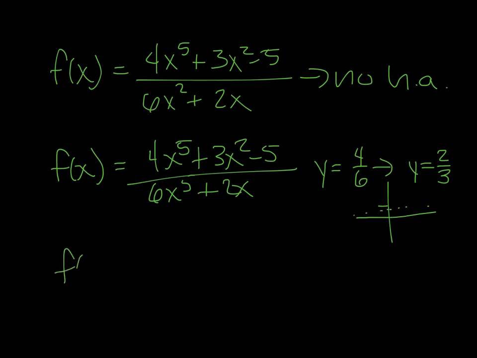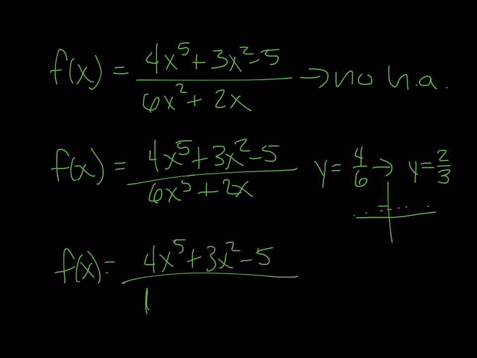And then my third one: what if it was 4x to the 5th plus 3x squared minus 5 over 6x to the 7th plus 2x? Well, I notice that the bottom exponent is bigger than the top exponent, and so I know that y equals 0 is my horizontal asymptote. And if I look at the graph, that means the x-axis is a horizontal asymptote. And that's it.